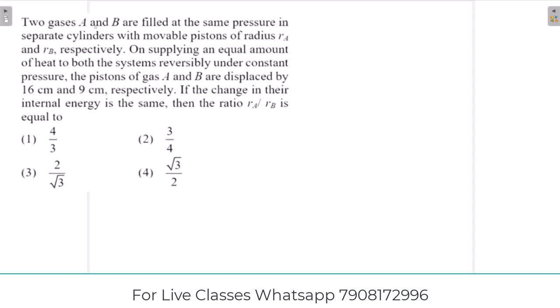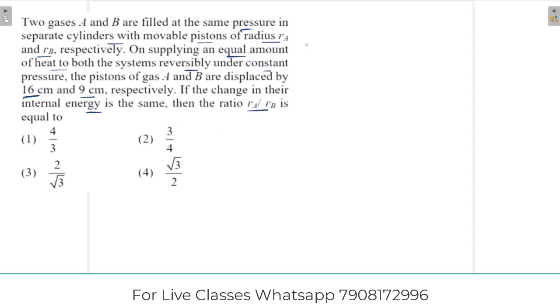Two gases A and B are filled at the same pressure in separate cylinders with movable pistons of radius Ra and Rb respectively. On supplying an equal amount of heat to both the systems reversibly under constant pressure, the pistons of gas A and B are displaced by 16 cm and 9 cm respectively. If the change in their internal energy is the same, then the ratio Ra by Rb is.